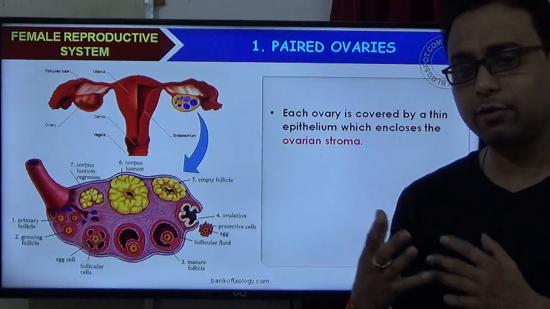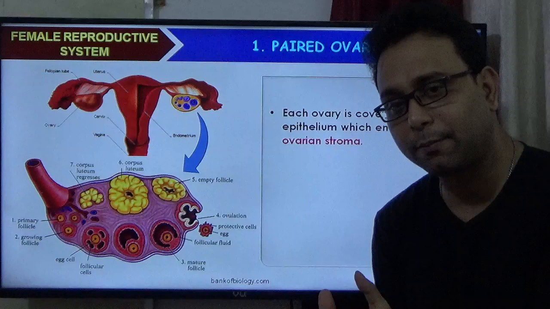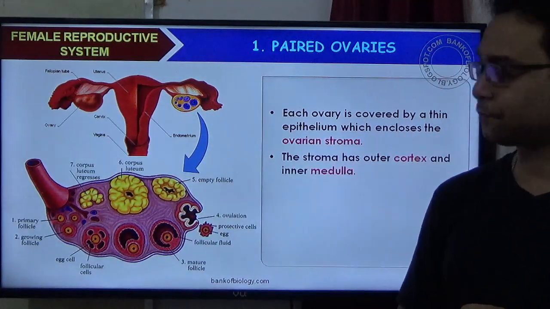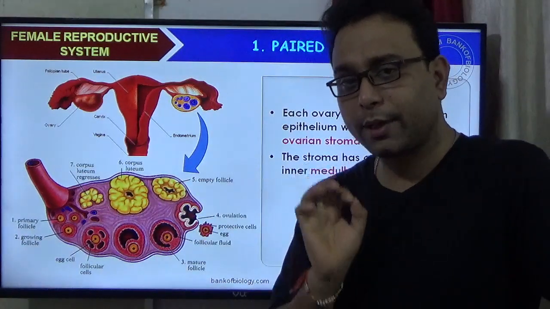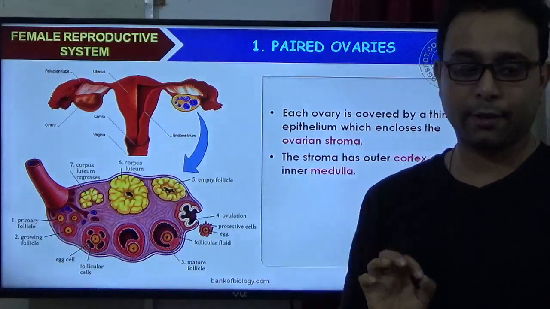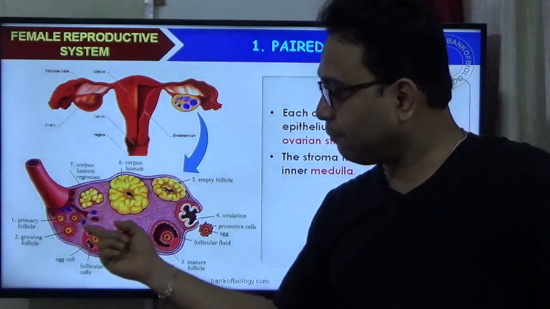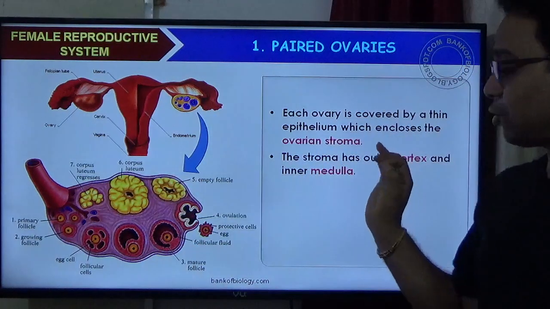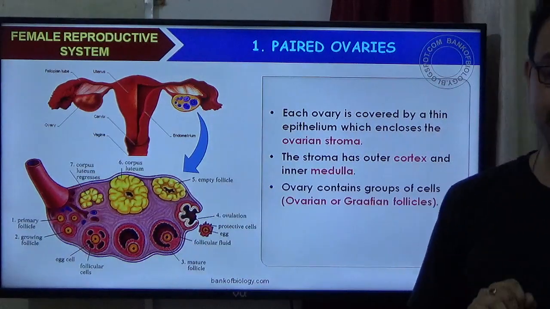So if I ask you a question, the ovarian stroma is enclosed by which type of tissue? By epithelial tissue, right? Very good. But all of this part is the ovarian stroma. Now we classify the ovarian stroma into two parts. One is the cortex, the external zone, and another is the middle zone, that is called the medulla. So the two important parts: cortex external, medulla internal.